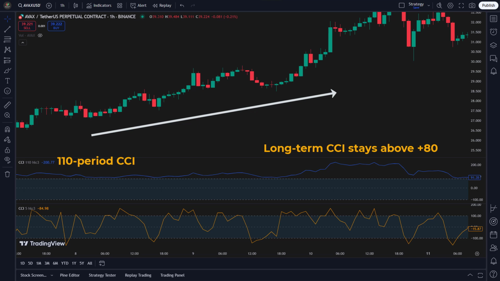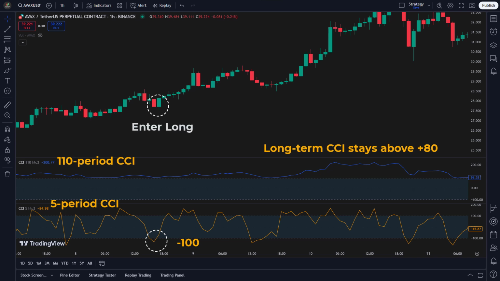To fine-tune our entry, we'll use a 5-period CCI to detect short-term oversold conditions during pullbacks. We'll watch for the 5-period CCI to dip below negative 100. This suggests that the market is temporarily oversold within the uptrend. Our long signal occurs when the 5-period CCI crosses back up to negative 100. This crossover tells us that the pullback might be ending, and it's a good time to enter the trade.